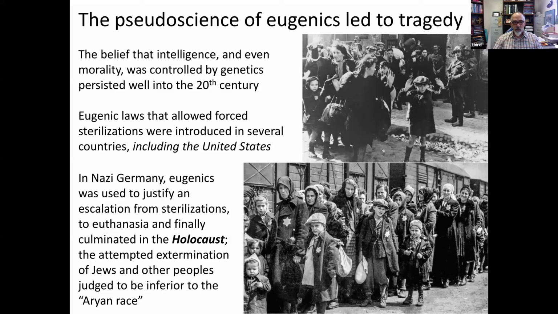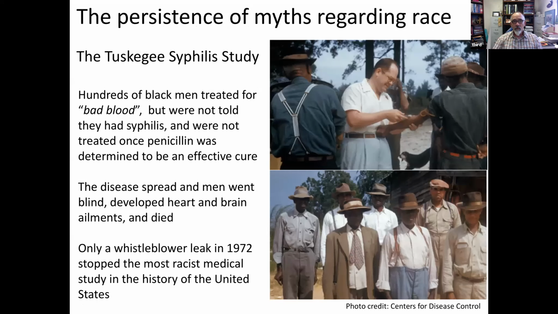6 million Jews were exterminated during the Second World War, and large numbers of other ethnic groups, including Roma, were exterminated because they were thought to be or accepted to be genetically inferior. And this persistence of these ideas that were supported by what I would call pseudoscience extended up into the 20th century, into the 1970s.